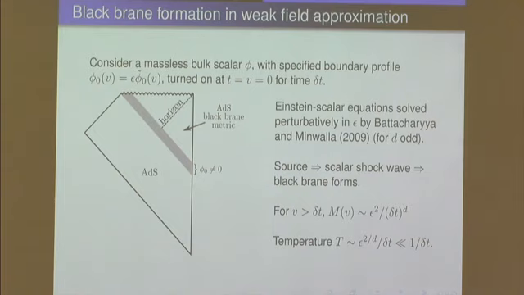And what they find is that when you turn on the source, you send in a scalar field shock wave, and a black brane always forms, even for small amplitudes. At late times, the mass of the forming black brane goes like epsilon squared over the time for which the source was turned on.